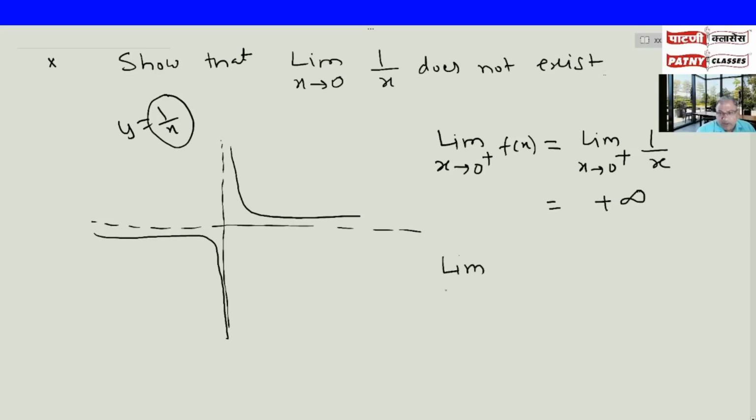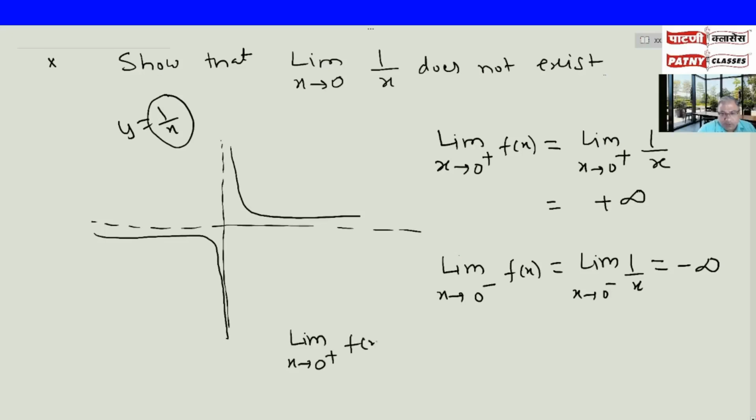and limit x tending to 0 minus f of x equals limit x tending to 0 minus 1 upon x. This becomes minus infinity. From this we get limit x tending to 0 plus f of x not equal to limit x tending to 0 minus f of x. Since the right hand side limit and left hand side limit are not equal, therefore the limit does not exist at x equals 0.